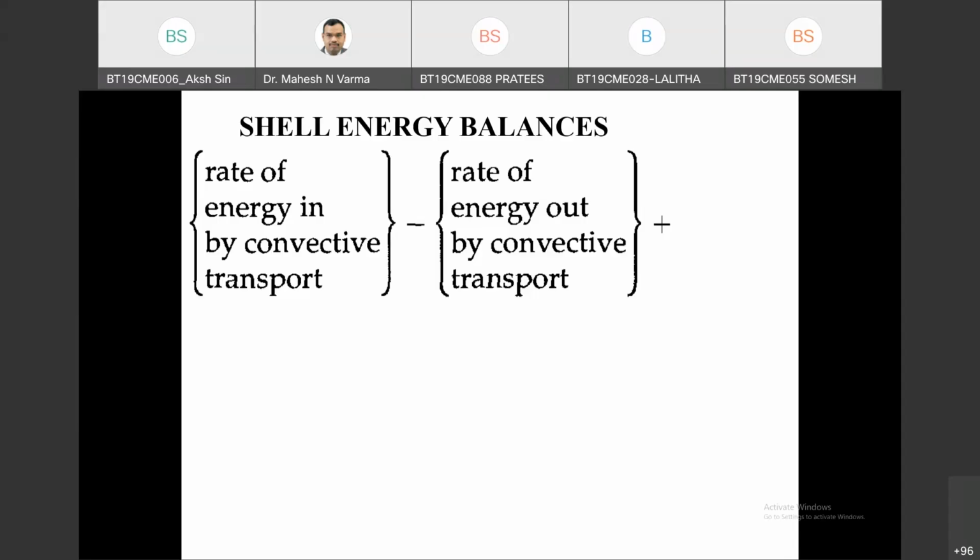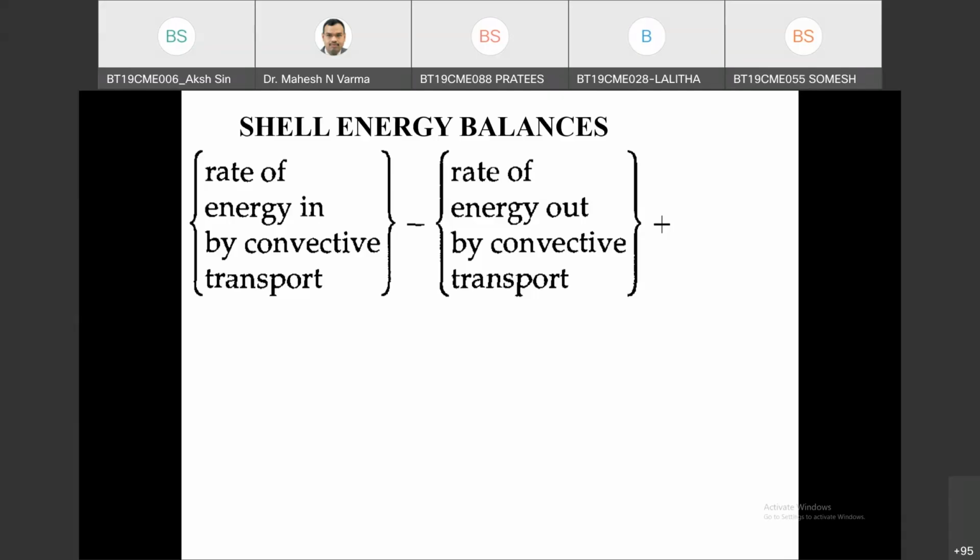So what is the overall shell balance equation? This shell energy balance equation is for steady state. The overall rate of energy coming into my differential shell, minus the rate of energy out from my differential shell, plus generation or consumption by any chemical reaction, equals 0. That equals accumulation for unsteady state. For steady state, accumulation will be 0.